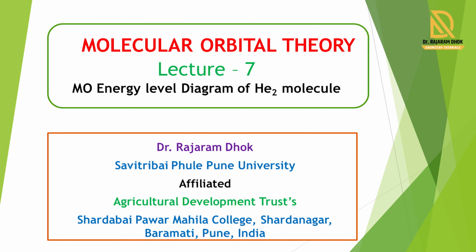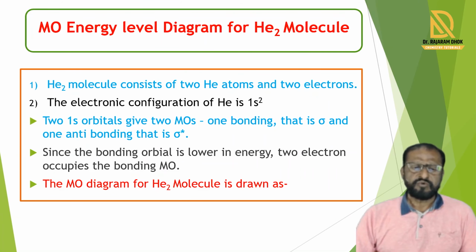Today's lecture is on molecular orbital theory, lecture 7. In this lecture, we learn about the molecular orbital diagram of the He2 molecule. We see this diagram in 6 different stages, so systematically, we learn about the molecular orbital energy level diagram of the He2 molecule.